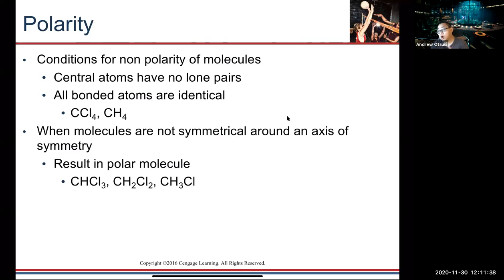When molecules are not symmetrical around an axis or have no symmetrical properties, they result in polar molecules. For example, CH3Cl and the other examples here. They'll all have their own level of polarity, and that's because they're not symmetrical. The atoms around the central atom are different. All the atoms around the central atom have to be the same to be symmetrical and have nonpolar character. When you don't have that, you get a polar molecule, for example these three examples on this slide.